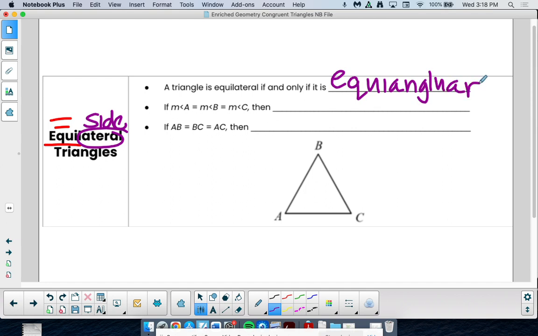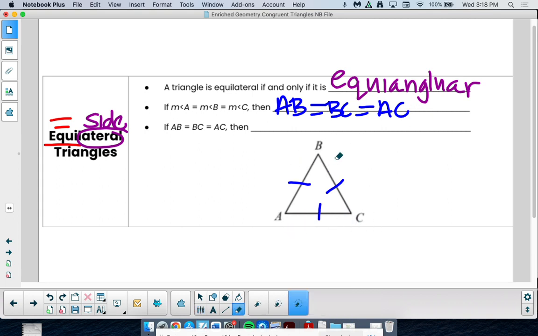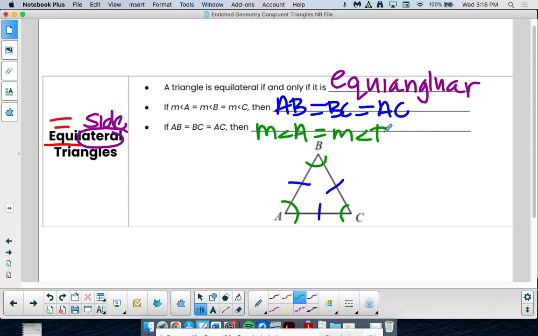So in our picture here, if we knew that the measure of angle A is congruent to the measure of angle B, which is equal to the measure of angle C, then all three of my sides would be equal. So AB equals BC, which is equal to AC. Or conversely, if you knew that all three of our sides were equal, then you would know all of our angle measures would be the same. So the measure of angle A is equal to the measure of angle B, which is equal to the measure of angle C.